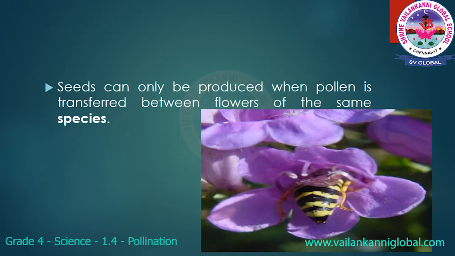Seeds can only be produced when pollen is transferred between flowers of the same species. A species is defined as a population of individuals capable of interbreeding freely with one another, but because of geographical, reproductive or other barriers, they do not interbreed with members of other species.